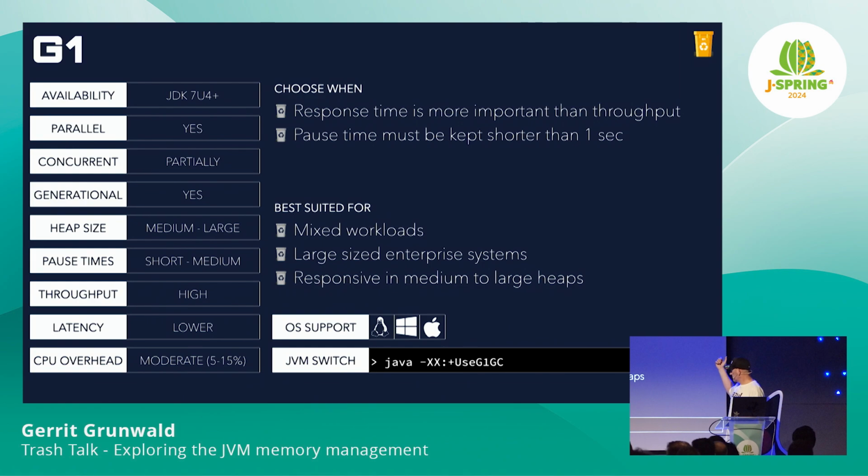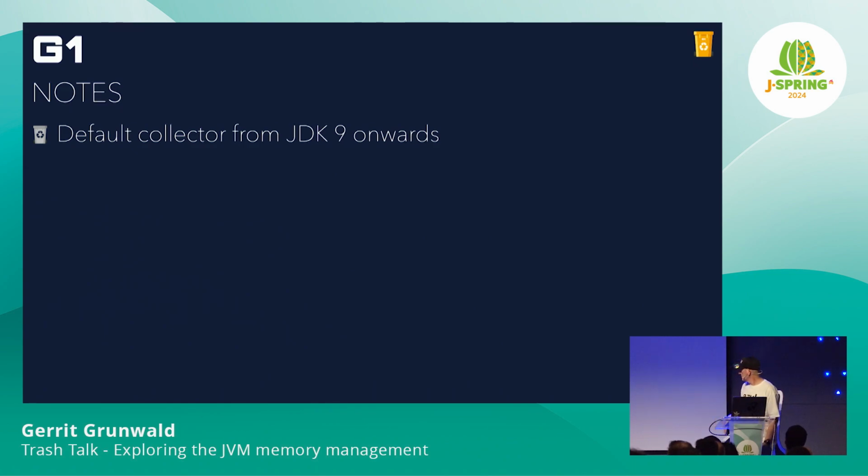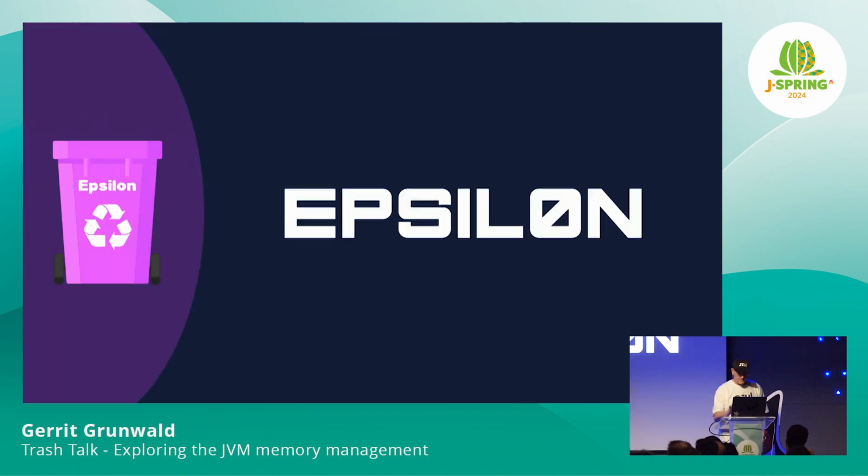And as you can see, it's made for large-size enterprise systems and responsive in medium to large heaps. So that's quite okay. It's not really good with small heaps. So the people who put up their hands when I asked about the small nodes in containers with a small amount of memory, don't use G1. Use the serial one. It's quite good. So this is not good for small heaps, right? Okay. So yeah, that's the default collector since JDK 9 onwards. I said JDK 8, right? I thought it's also in JDK 8.